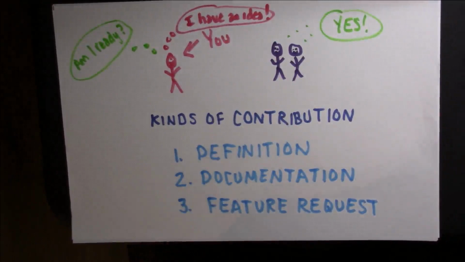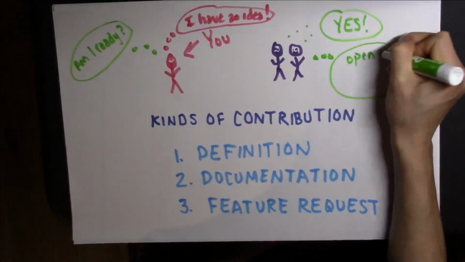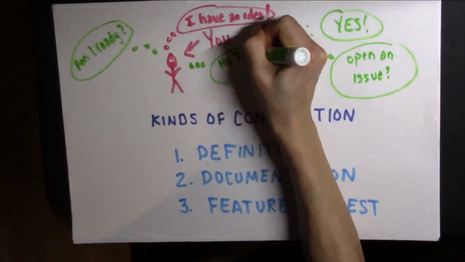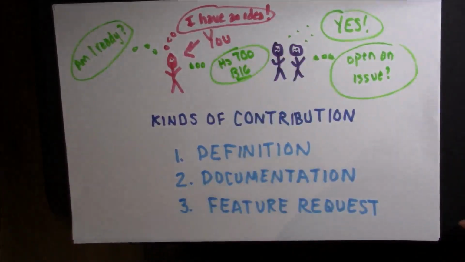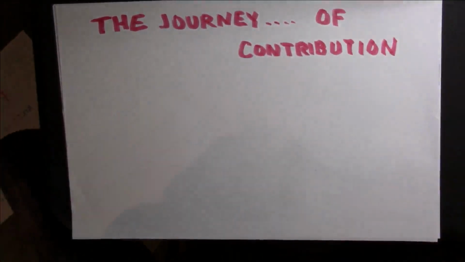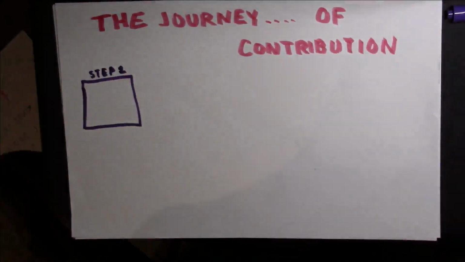Now, generally, a logical thing to do might be to open up an issue on the GitHub board that's associated with the OCI project. But for more complicated kinds of contribution, it's likely going to be like a small journey. So let's talk about this little journey, the journey of contribution. Step 1 in our journey is to develop an idea.